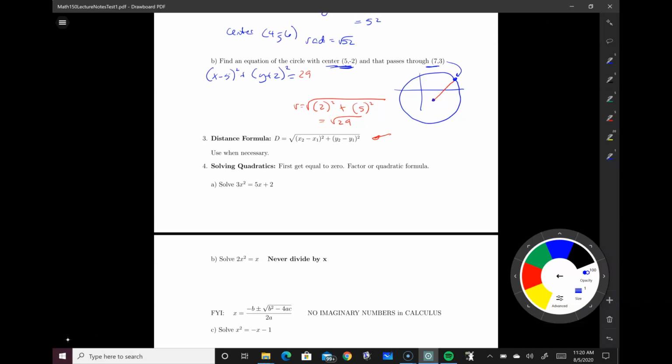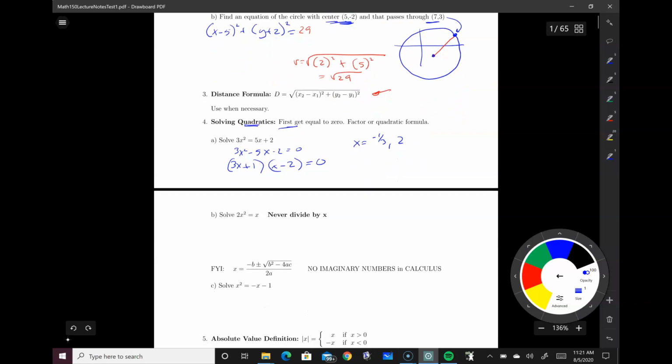Another thing that we're going to be doing a great deal of is solving quadratics. Okay, so for a quadratic like this, first step, always get it equal to 0. So I'll move this over to the other side. And then I like to see if it'll factor first. So let's see if I can get this one. So 3x and x, and I think minus 2 and plus 1 work. So I get x is equal to negative 1/3 or 2. So 2 answers. So it's nice when it factors. If it doesn't, we get to use the quadratic formula.